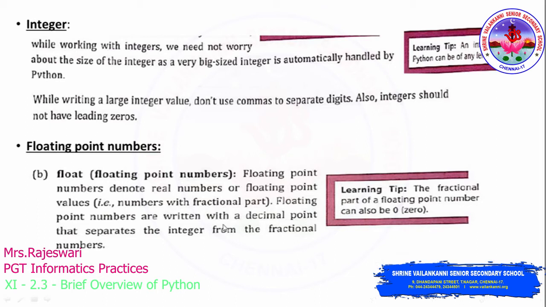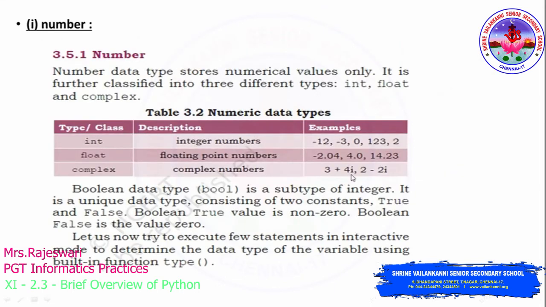Clear? So the floating point numbers are written with a decimal point that separates the integer from the fractional part. If I'm writing 4.0, 4 is the integer part and 0 is the fractional part. Similarly, 14.23, 14 is the integer part and 23 is the fractional part. So the number that comes after the decimal point will be considered as the fractional part.